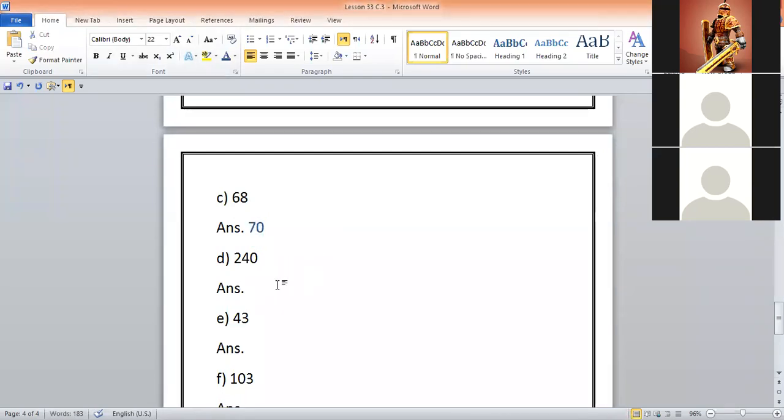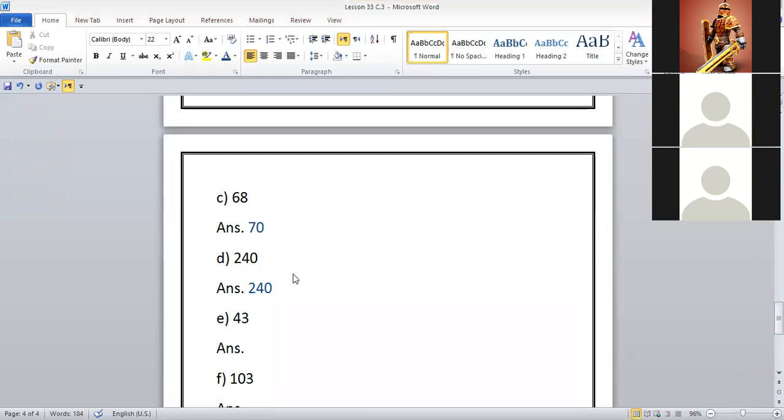Look, 240, guys. 240 is already rounded to the nearest 10. When you round to the nearest 10, the ones place is always 0. So it is already rounded off. No need to change it. Just write 240 exactly. Clear? Yes, sir, clear.